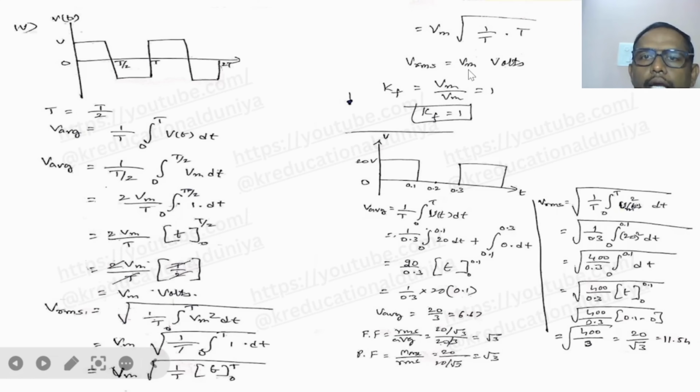So t will get cancelled and root 1 is 1 only. So Vm into 1, Vm. So Vrms is equal to Vm only, right? So form factor Kf equal to Vm by Vm, that equals 1. Okay, this is how you have to do.